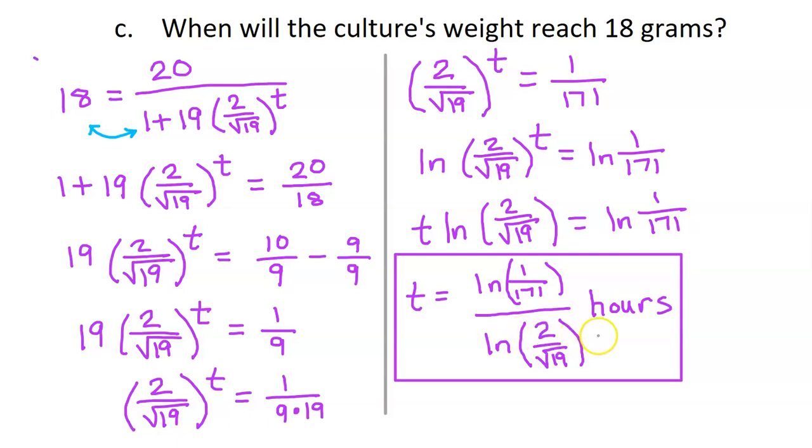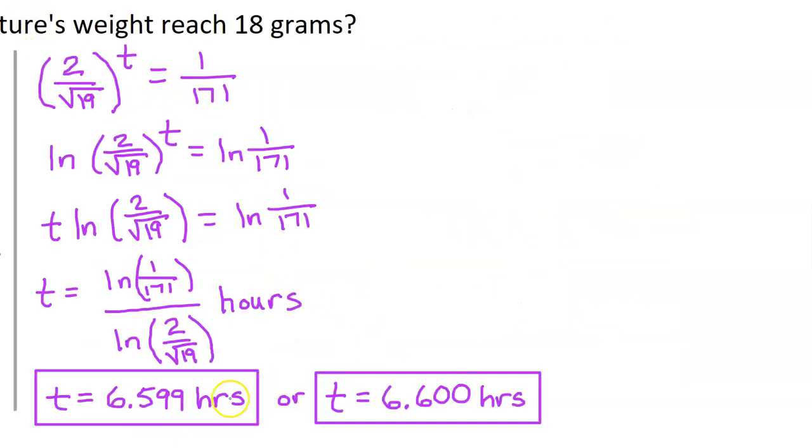This is very ugly, but if you do not have access to a calculator, this is the final answer. If you do have access to a calculator, you get t equals 6.599 hours if you truncate, or t equals 6.600 hours if you round.